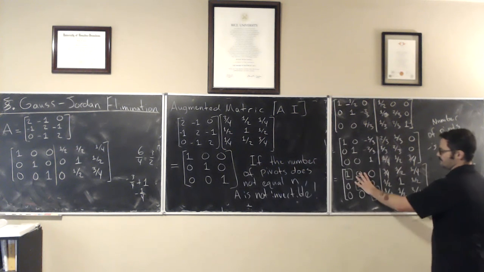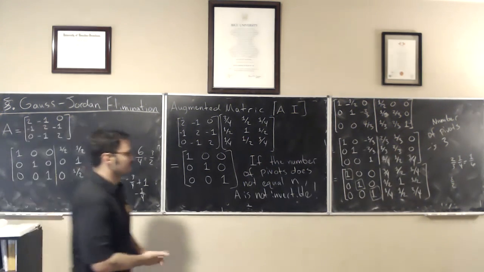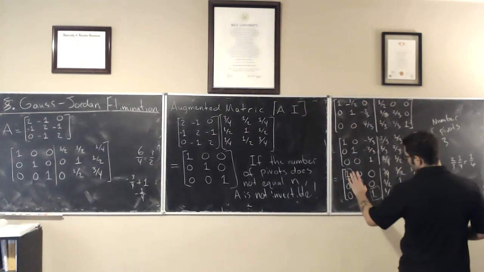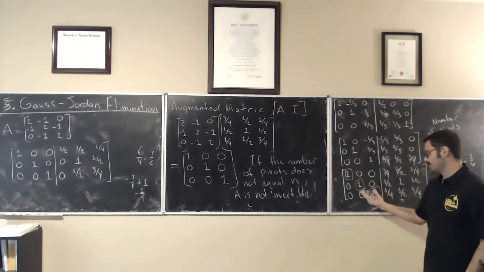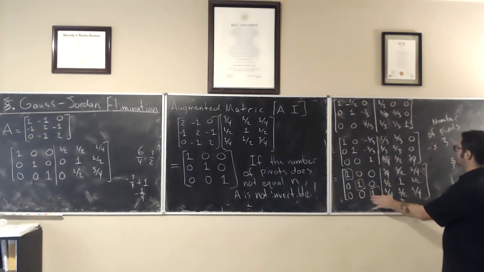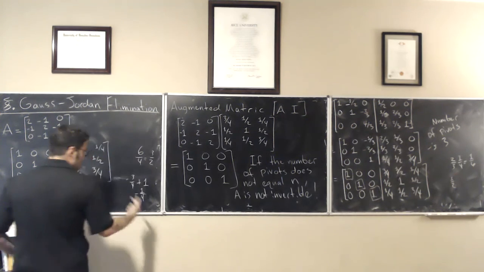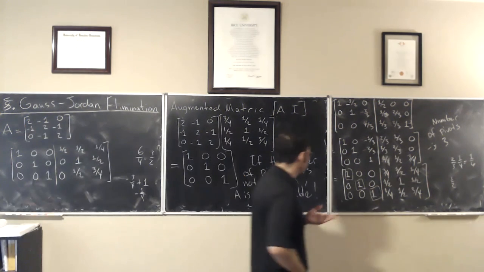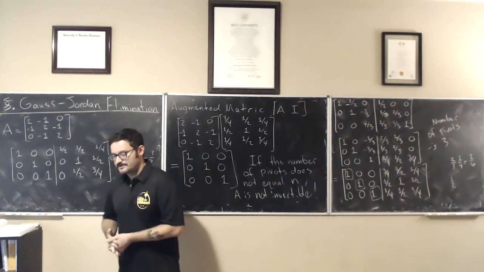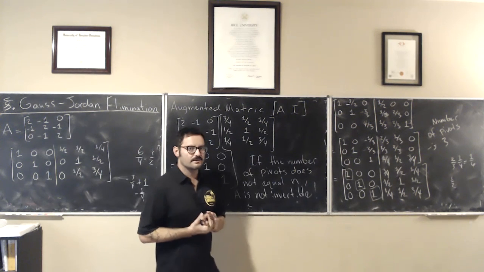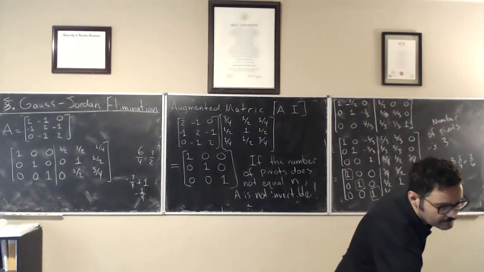In this case, it did, so it is invertible, but if we would have only been able to get 2 ones, if this would have become a 0, it would mean the number of pivots would just be 2, and then it wouldn't have an inverse. But if the number of pivots is equal to the number of columns, it has an inverse, which also means that the columns are linearly independent. Okay.